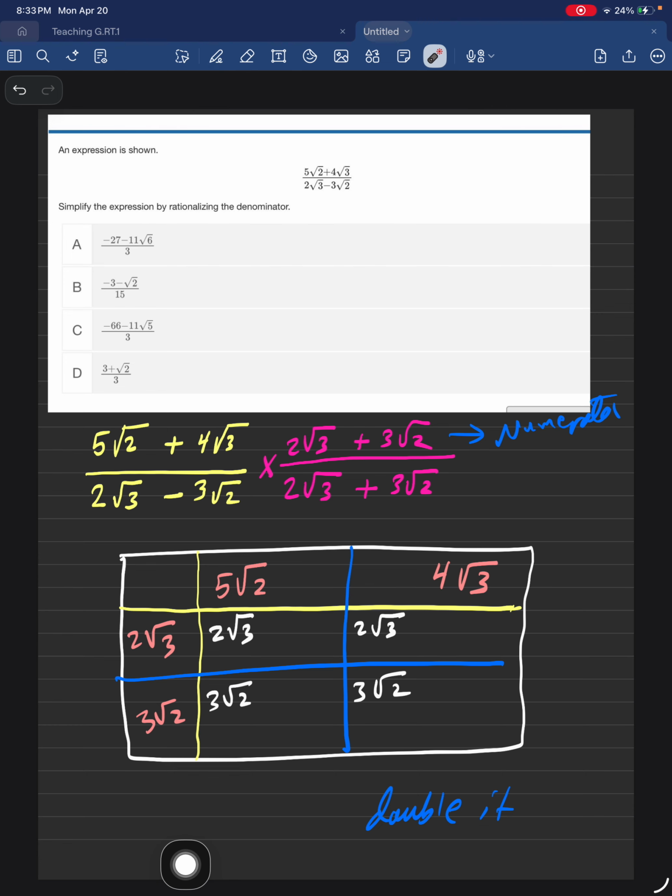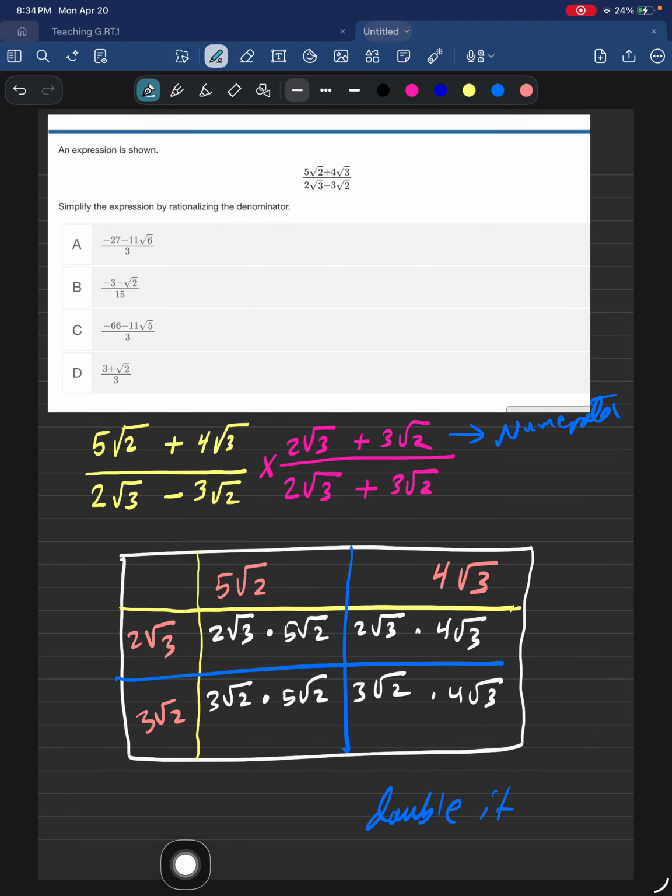And then we will double 5 square root of 2 and here 5 square root of 2. So actually what we need is to multiply by 5 square root of 2 and by 5 square root of 2. The same with 4 square root of 3 like this: 4 square root of 3 and 4 square root of 3. So we need to double it as follows, times 4 square root of 3 and here is the 4 square root of 3.